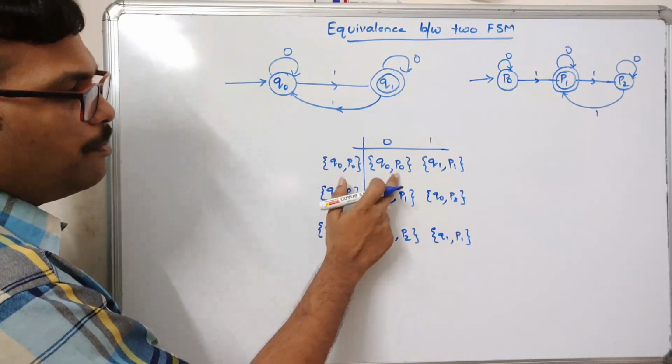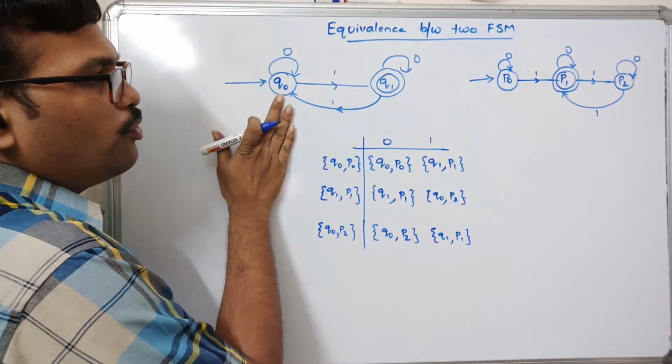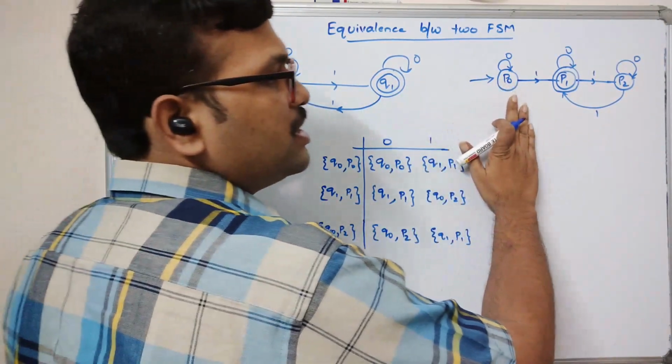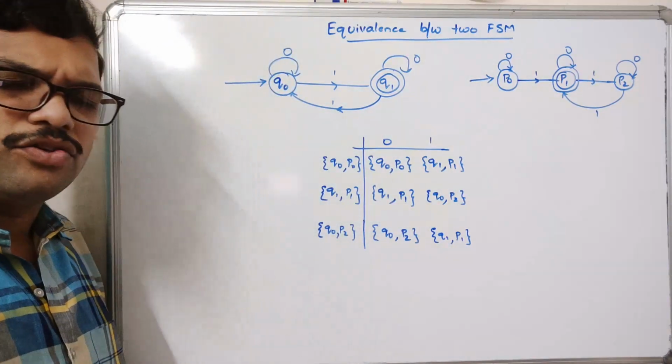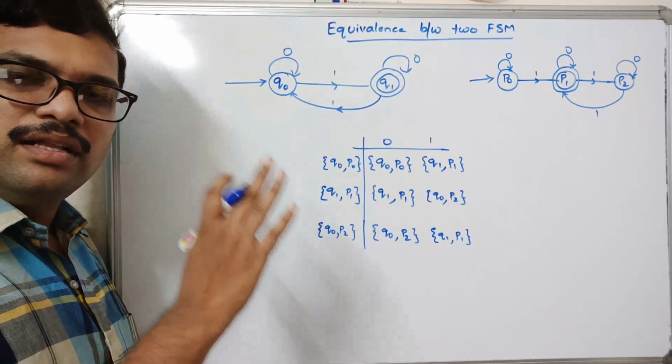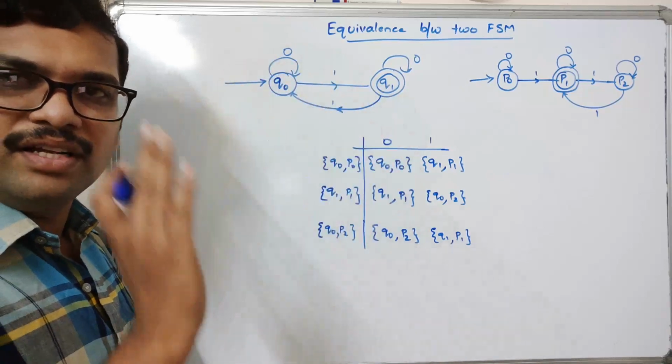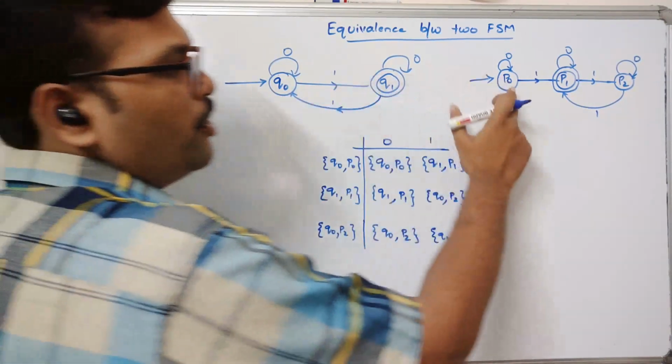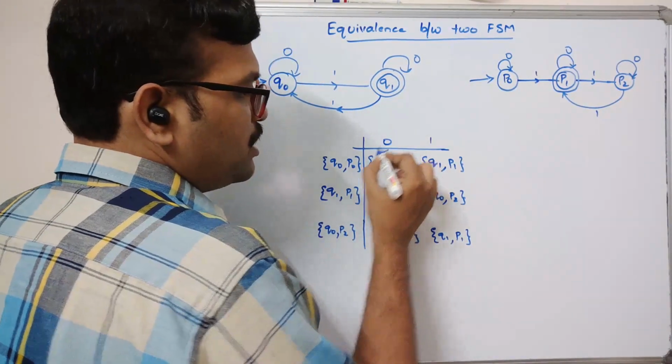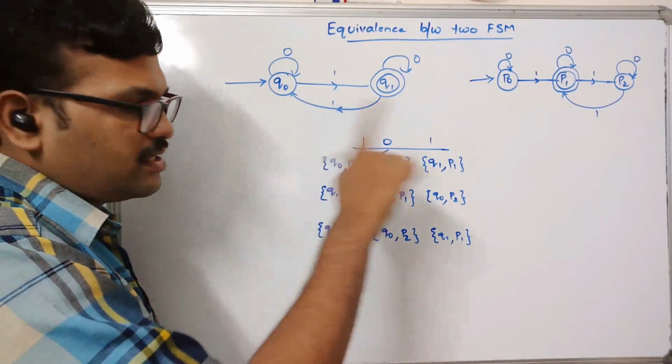So you can observe here Q0 and P0. Here in the first diagram Q0 is the initial state and P0 is the initial state. So forget about the initial state also. We have to find whether they are non-final states or final states. So Q0 is a non-final state, P0 is a non-final state. So this is a combination of non-final states, right?